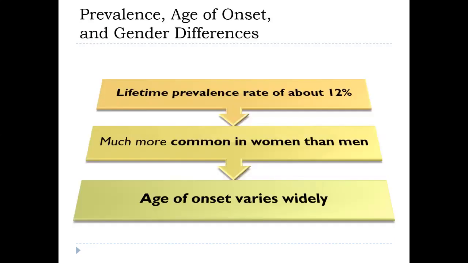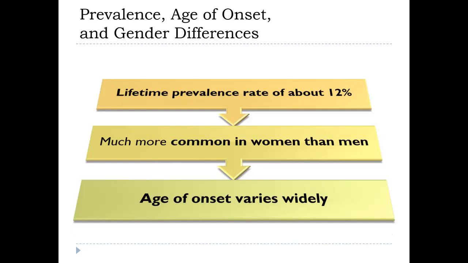Okay, what do we know about prevalence rates? So specific phobia is actually the most common anxiety disorder. If you look at prevalence rates for each individual disorder, it has a lifetime prevalence rate of about 12%, so fairly high. It is much more common in women than men, which is a statistic we're going to see across almost all of the anxiety disorders. But the age of onset varies widely.